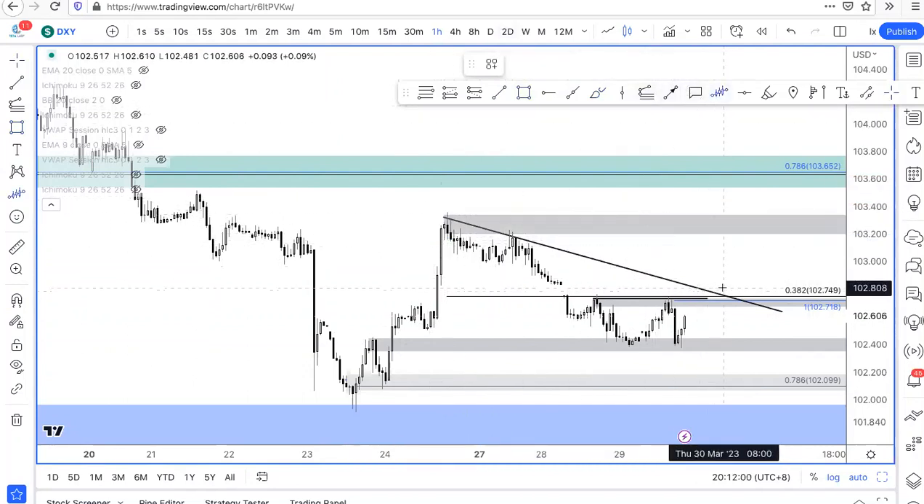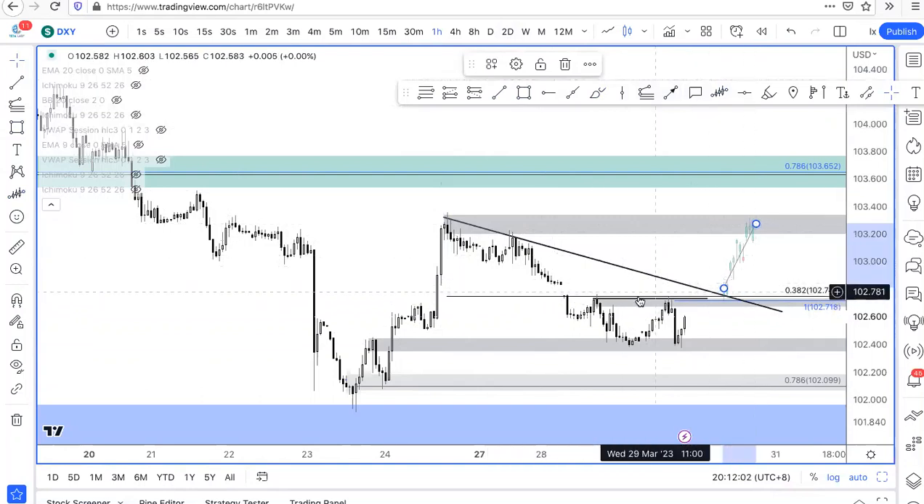Okay. So we need a clear break above this level. This is our upside confirmation. Only on a break above this zone will we see a further push up.